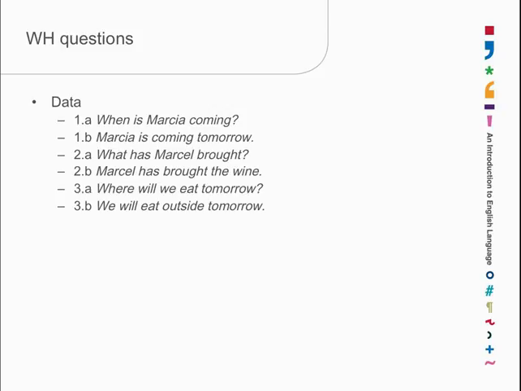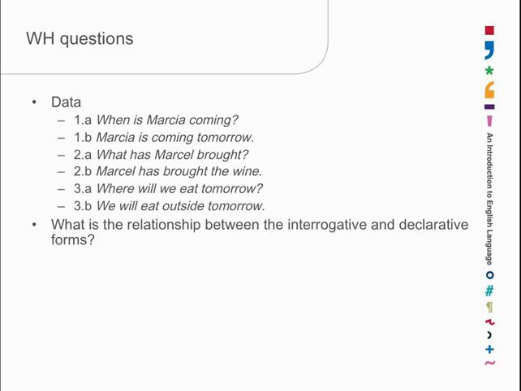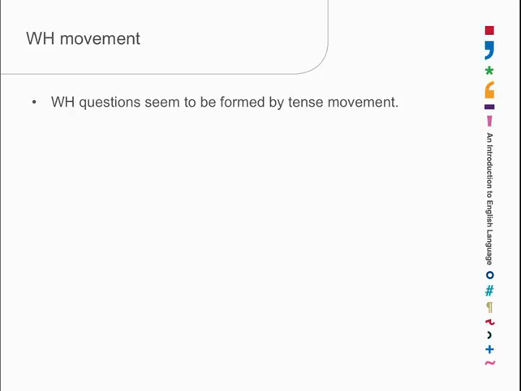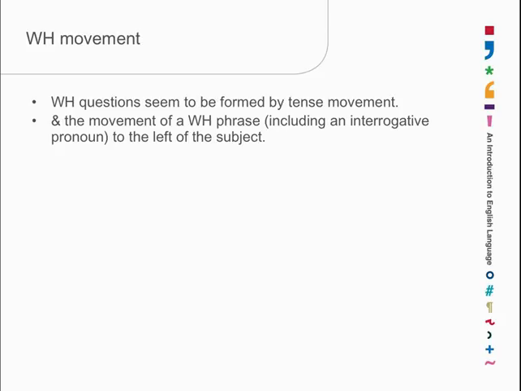All very rule governed. The WH word goes out to the left, and straight behind it, also out to the left of the subject, is the tensed auxiliary. So we found the relationship. It's very neat, isn't it? WH questions seem to be formed by tense movement, because that has happened, as well as the movement of the WH phrase, which we can call an interrogative pronoun, if you like.